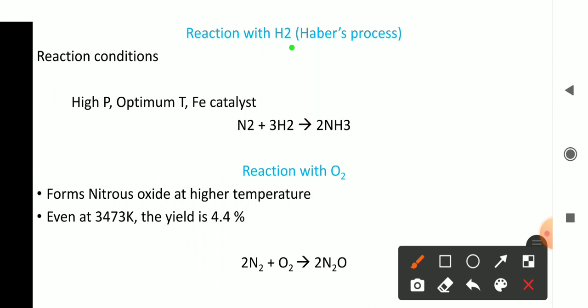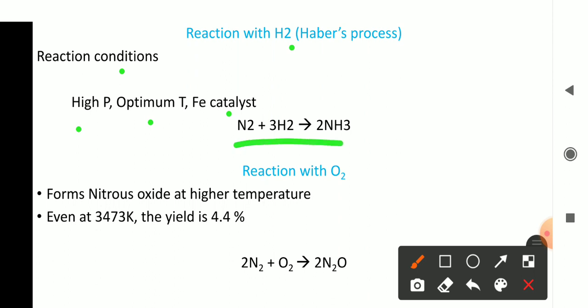Okay, and when we carry out this reaction, there are certain conditions to be maintained. Those are given here. High pressure is maintained to obtain ammonia in higher percentage. Then optimum temperature, a moderate temperature, is maintained. Then there is a catalyst, that is iron catalyst. Okay, so these are the three conditions to be followed to get ammonia in higher yield. What are they? High pressure, optimum temperature, and iron catalyst.